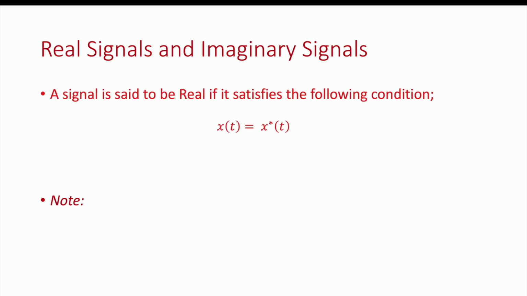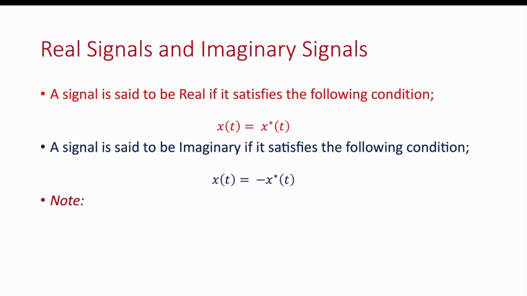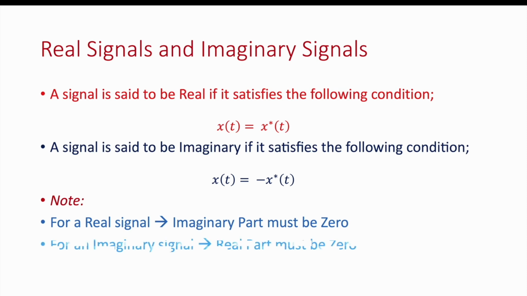There is another type of signal: the real signal and the imaginary signal. A signal is said to be real if it satisfies the following condition: x of t is equal to x star of t. Similarly, a signal is said to be an imaginary signal if it satisfies the following condition: x of t is equal to minus x star of t. For a real signal, the imaginary part must be 0. You need to keep this in mind. Similarly, for an imaginary signal, the real part must be 0.